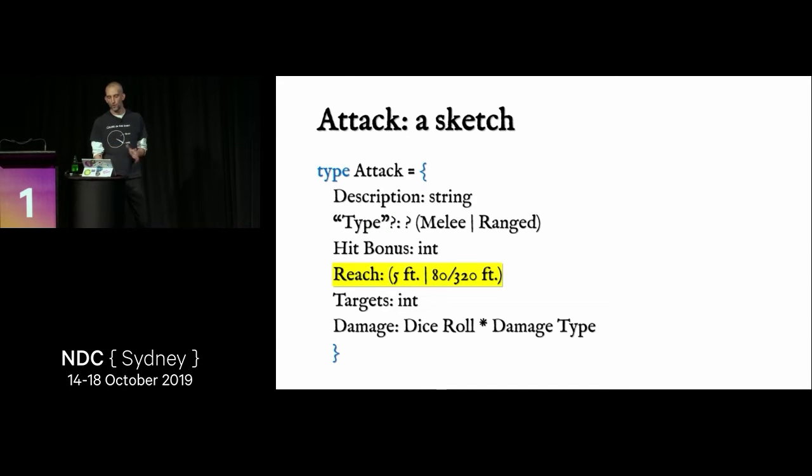In this case, we have something like an attack record. I have a description, which is probably a string. We're looking at a type of attack we don't know yet. And right now we're looking at the reach. The reach could be either 5 feet if it's a melee attack, or something like 80, 320, which is a ranged attack. How would I do that?